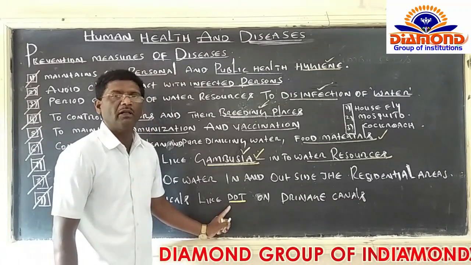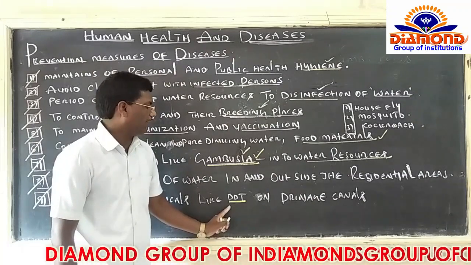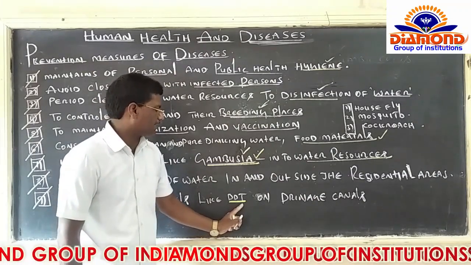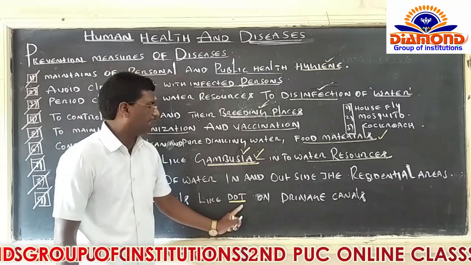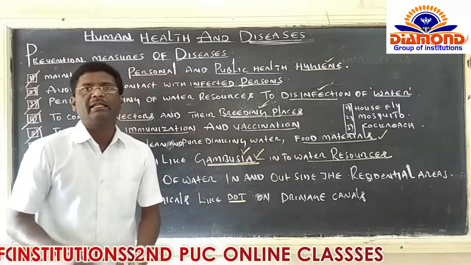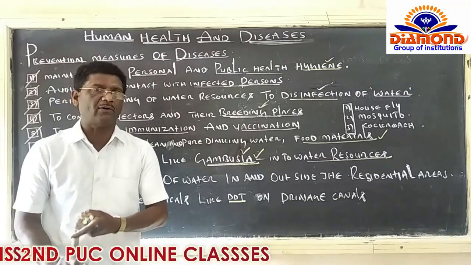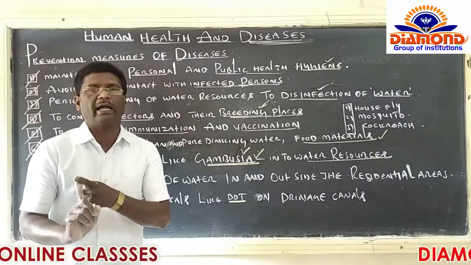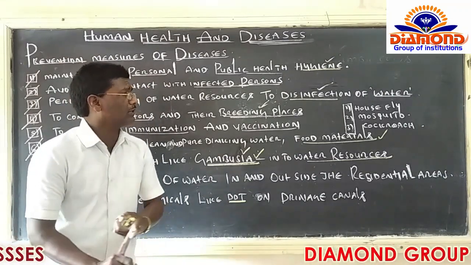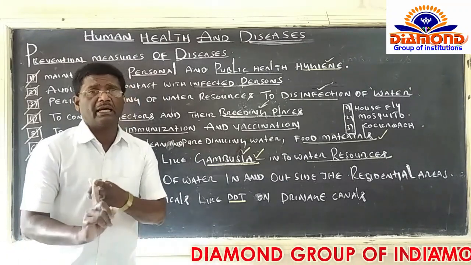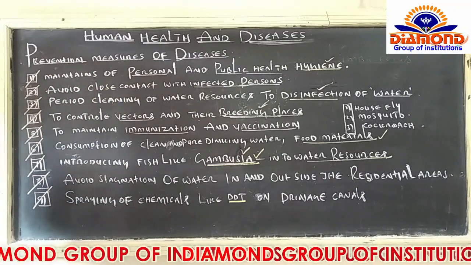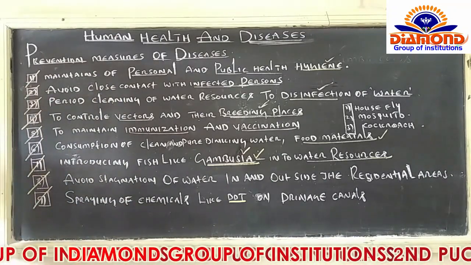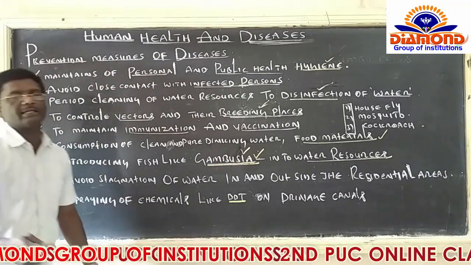This is a powerful insecticide. If you spray such a chemical substance, DDT, dichloro diphenyl trichloroethane, we can easily kill the vectors such as houseflies, mosquitoes, and cockroaches, and we can easily kill their eggs. Yes, these are all the most important preventive measures to prevent diseases.